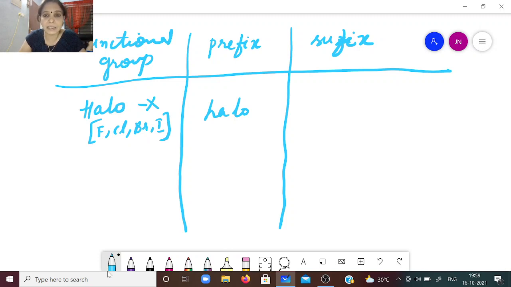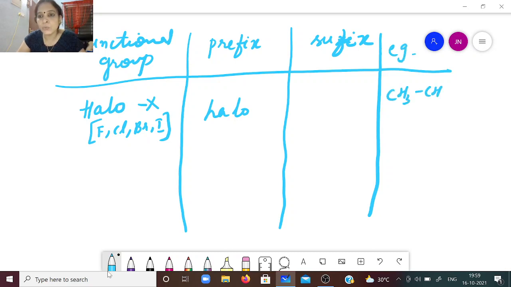We will see that later. Or otherwise, I can show a column here for examples. Example, CH3, CH2, Cl. The name of this is chloroethane.